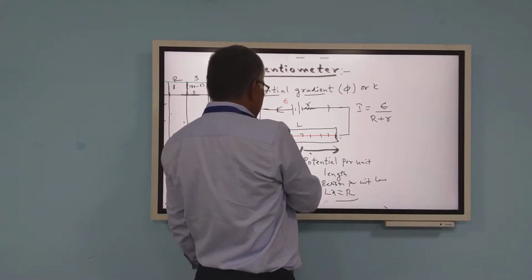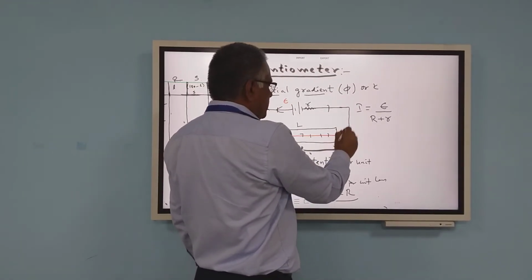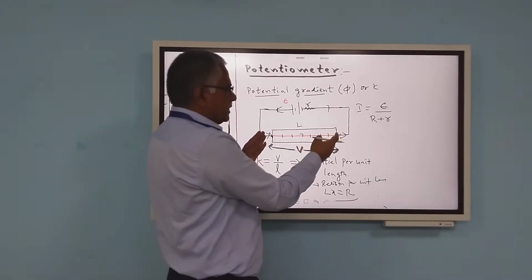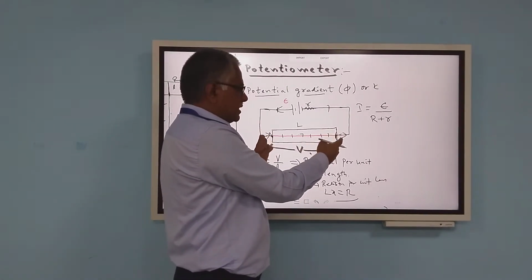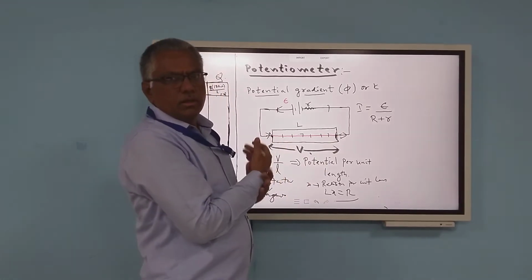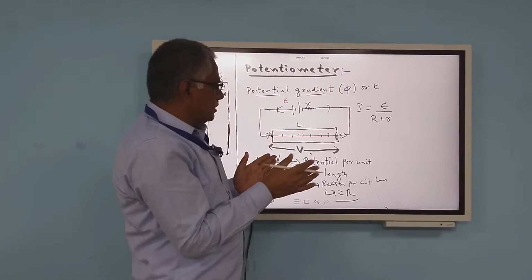The direction of the current is along the direction shown. Now, what is the potential difference across this resistor? That is across the resistor. V is equal to I into R. V is equal to IR.